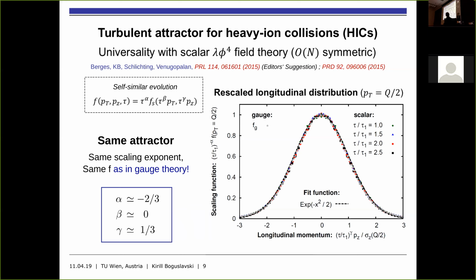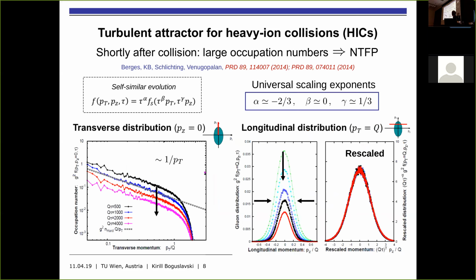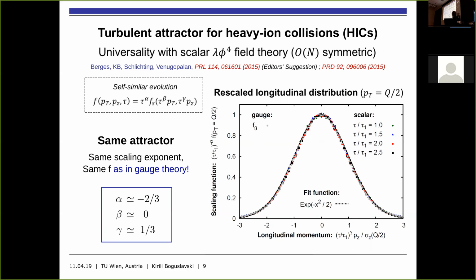What was interesting is that, as you said, there are different momentum regions, and every momentum region has its own conservation laws, its dynamics, and its own set of exponents. But there was one specific momentum region where all the exponents were the same for gauge theory and for scalar theory, and also the distribution function in transverse momentum was the same, which made us conjecture that there is some kind of universality between scalar and gauge theory.